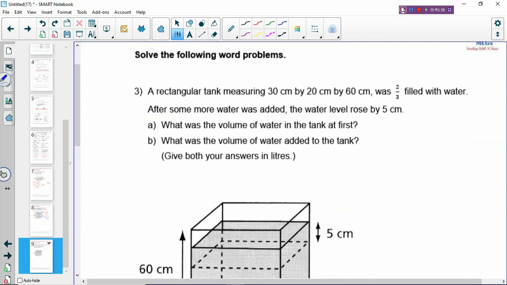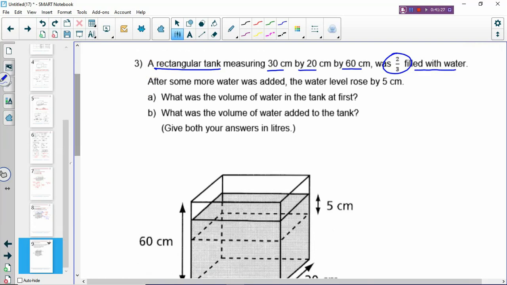Now, a rectangular tank, which is a cuboid again, measuring 30 by 20 by 60, was 2/3 filled with water. So now you have a fraction inside. Sometimes you may have a percentage in the problem. So what do I do if I see a fraction inside? This is what I usually like to do: I put the fraction into the diagram. So the water is 2/3, and if there's a 2/3, there must be a 1/3, and the 1/3 is the empty space.